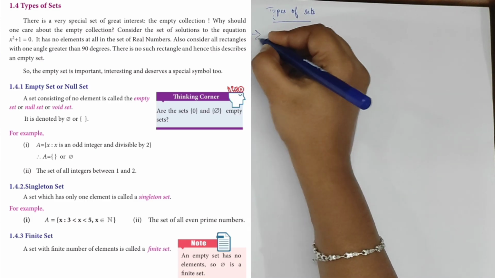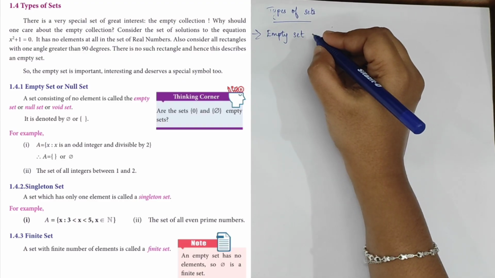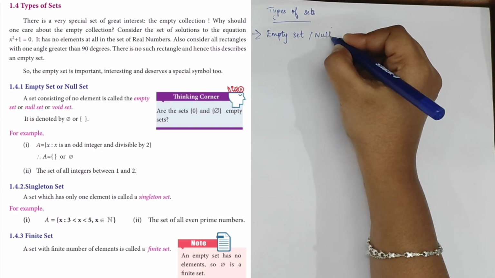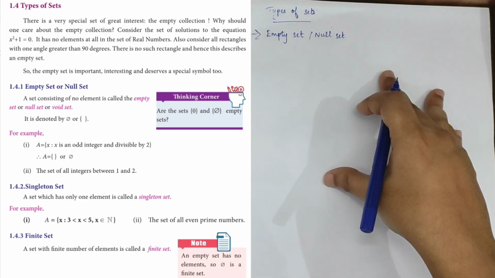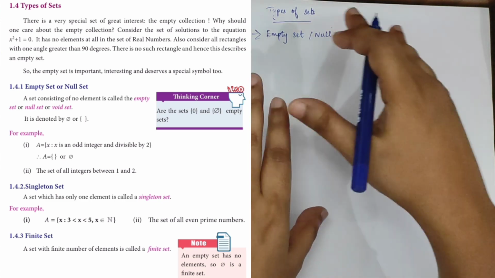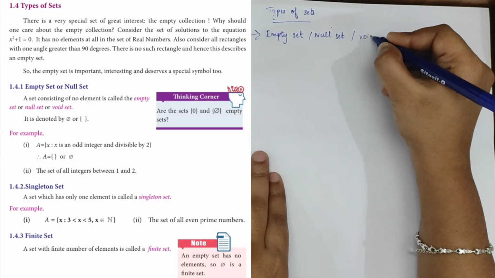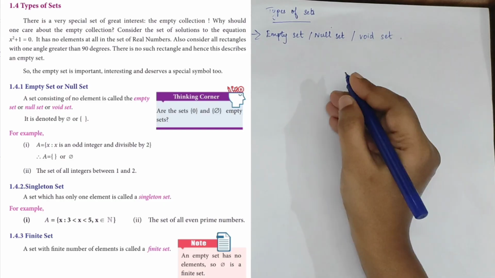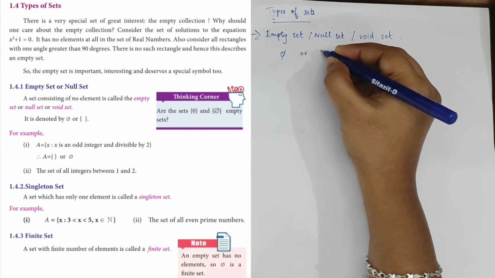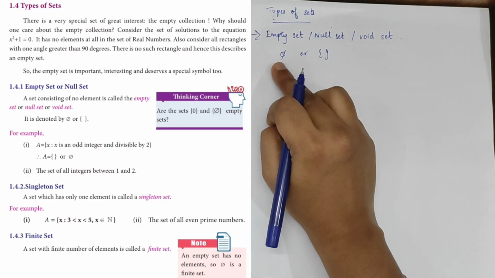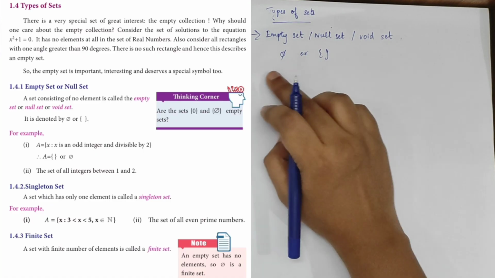So first one, we are going to see about the empty set. Empty set is otherwise known as null set. If a set has no elements, then we call it the empty set, or the null set, or the void set. It is written as this symbol or else this symbol. This is the null symbol and this is the curly bracket with nothing inside. So this is the empty set.